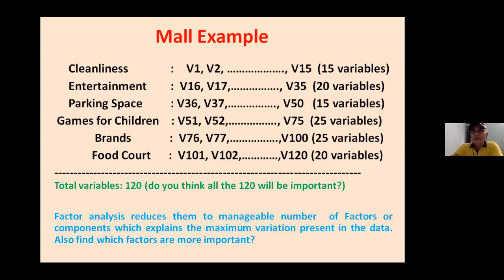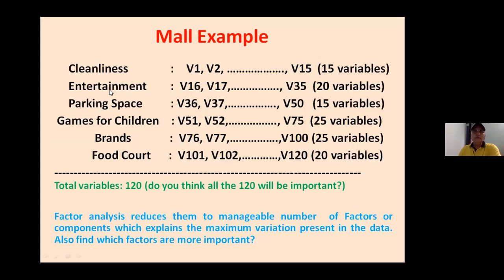Can somebody guide me? Then he hires a team of educated people, let's say five or six people, and gives them this task: identify certain important parameters so that I can improve the facilities available in my mall. Then this team of researchers designs a questionnaire. Some questions are related to cleanliness. How many? 15 questions are related to cleanliness: cleanliness of lifts, floors, toilets, and so on. So 15 variables are related to cleanliness.